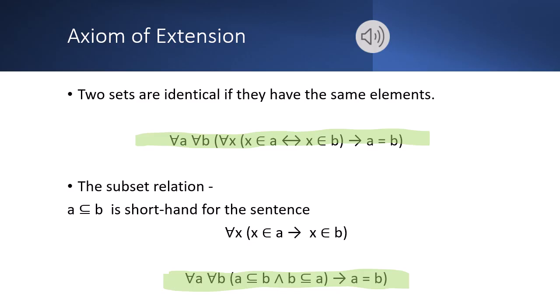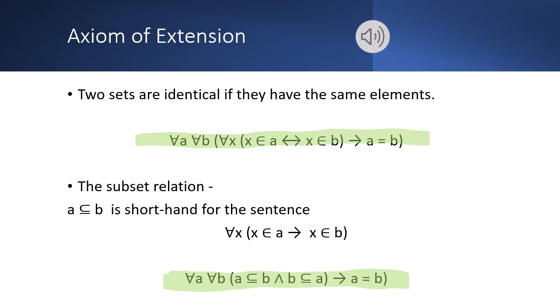So just a reminder of what we had talked about last week when we were starting to solidify or formalize naive set theory. The axiom of extension, which was one of these fundamental axioms of set theory, was that two sets were identical if they have the exact same elements. And we wrote that out in first order logic down there in green.